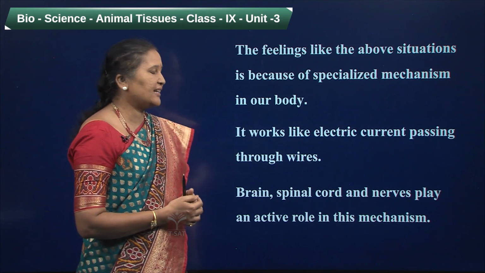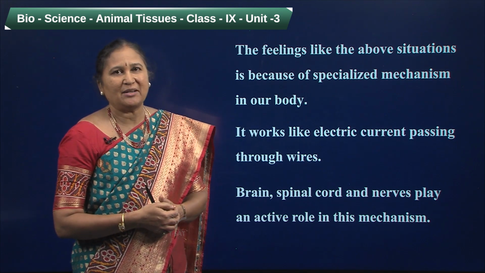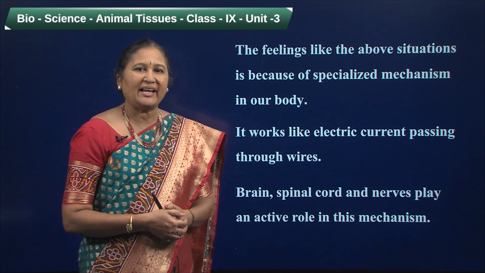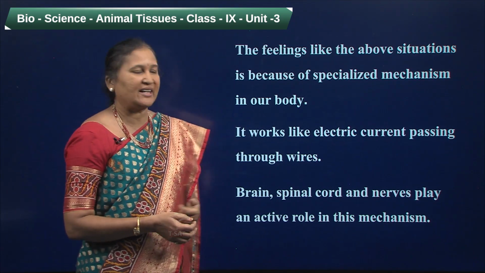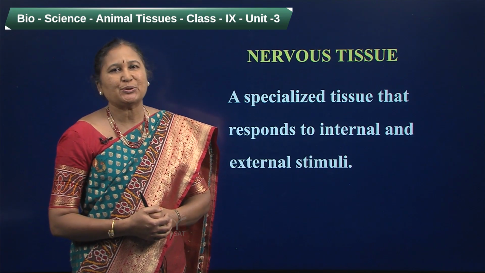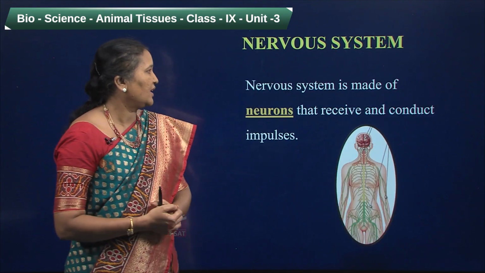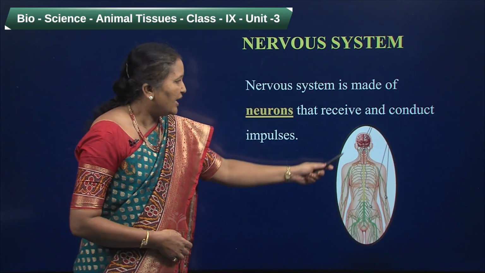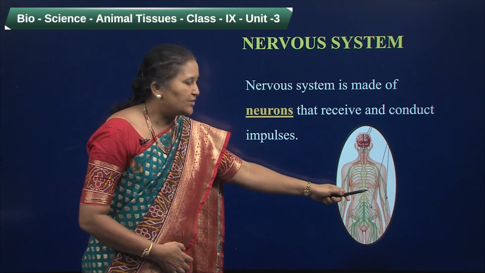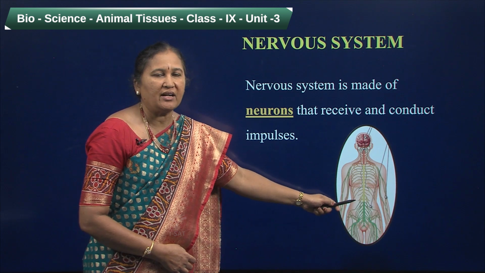It works like electrical current passing through wires, and the nervous system is a very important system in our body, and the brain, spinal cord and nerves play a very active role in this mechanism. Nervous tissue is a specialized tissue that responds to internal stimuli as well as external stimuli. So this is our nervous system, and this is the brain, and this is the spinal cord, and these are the nerves. Some nerves arise from the brain and some nerves arise from the spinal cord.